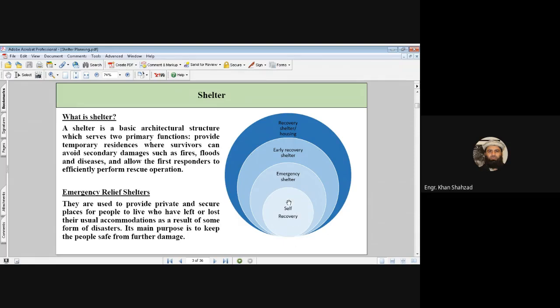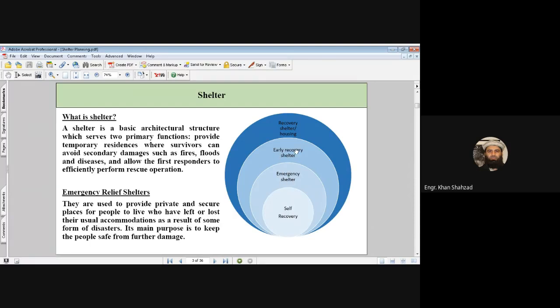So if you can do this, this is called self recovery. Then if your house has been damaged or has got cracked, then you need emergency shelters so that you can shift to those shelters and you can save or recover yourself.